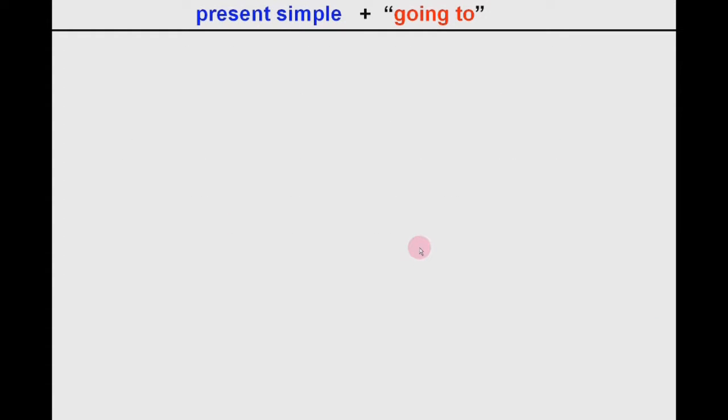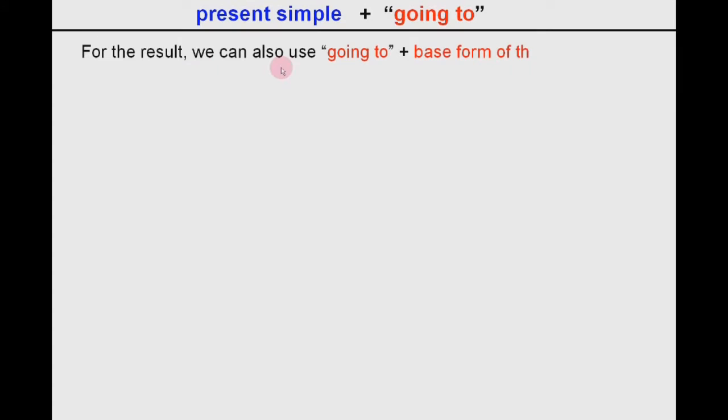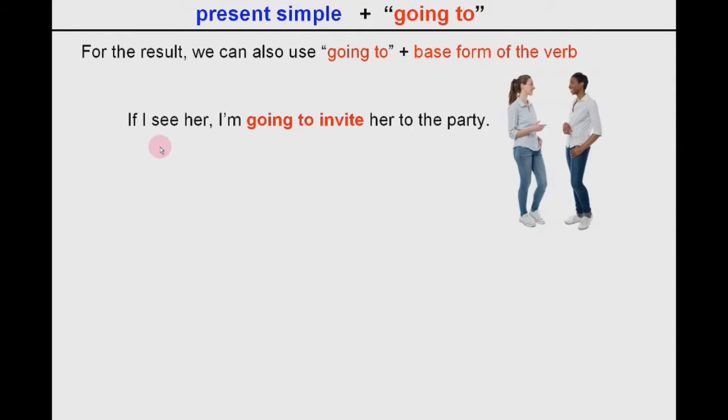This is less common, but it still exists. We can also use the present simple for the condition and going to for the result. So for the result, we can also use going to followed by the base form of the verb. Let me give you some examples. If I see her, I'm going to invite her to the party.